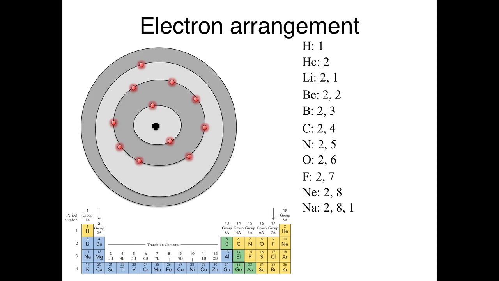given the electron arrangement of sodium as 2, 8, 1. Okay, so at this point, if I were to tell you that there's an element that has an electron arrangement of 2, 8, 4, what element would you say that would be?